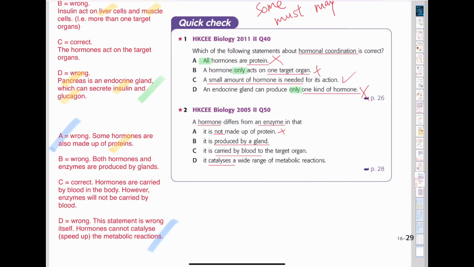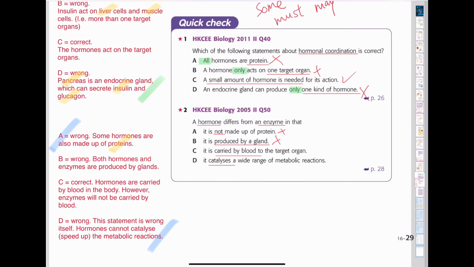And then option B, produced by gland, is also wrong, because both hormones and enzymes are produced by glands. The hormones are produced by the endocrine gland, for example the pancreas. But at the same time, the enzymes are also produced by a gland, because the pancreas is also a type of exocrine gland. It can produce amylase and protease for digestion, right? So that's why B is wrong.